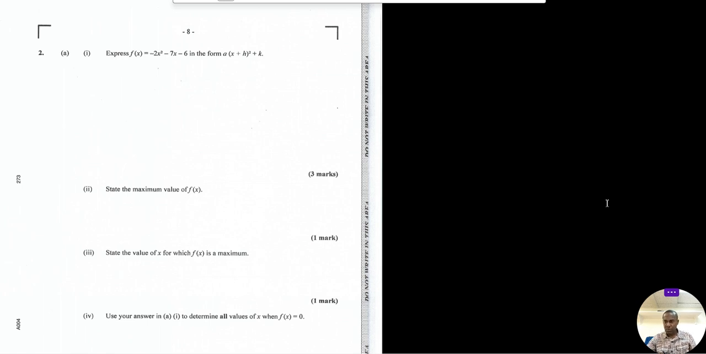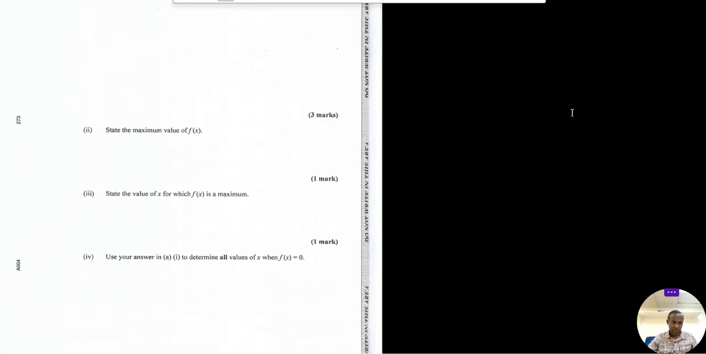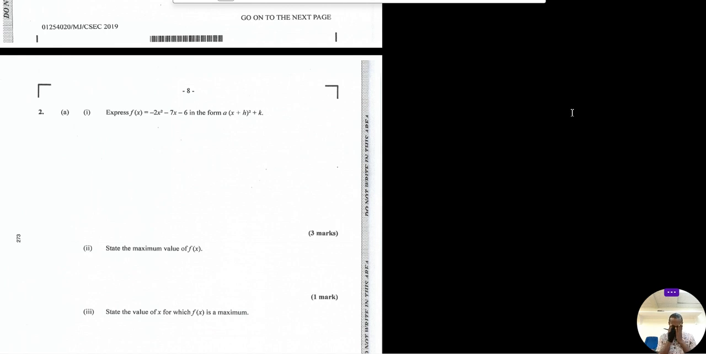All right, so we'll be continuing with question 2 of section 1 from 2019. It says, express f of x equals minus 2x squared minus 7x minus 6 in the form a, open bracket, x plus h all squared plus k. Now, whenever we're given an expression like this, and we're told to express it in the form a, x plus h all squared plus k, it basically means that we're supposed to complete the square.